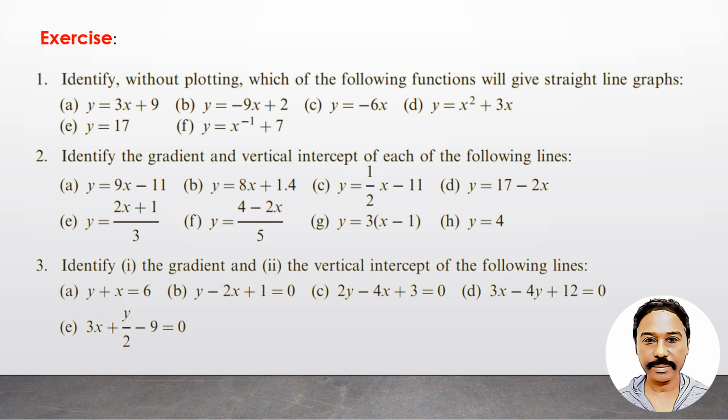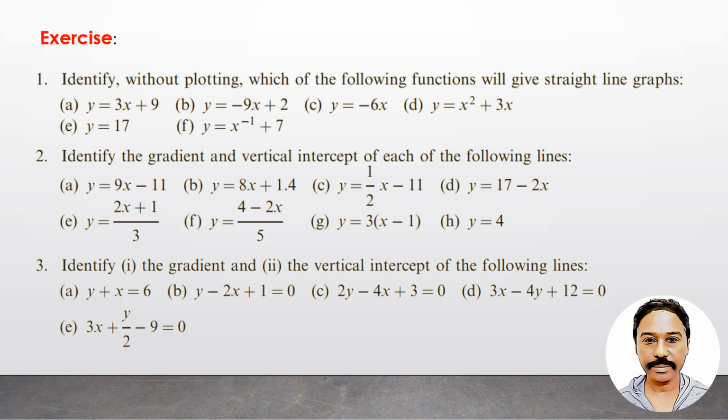So for example, for a here, the slope is 9, or the gradient is 9, and the y-intercept, or the vertical intercept, is minus 11. That means this line will cut the y-axis at the point minus 11. You can try the same way for all the other equations.